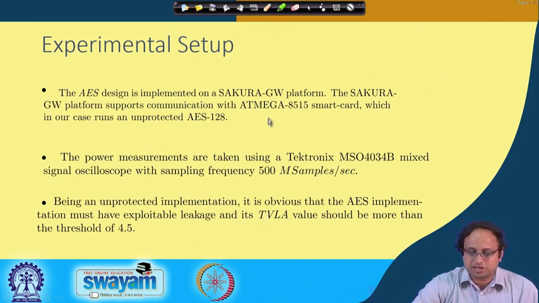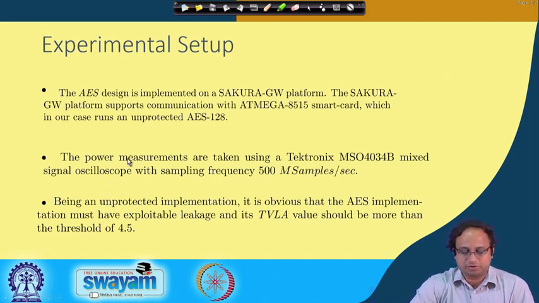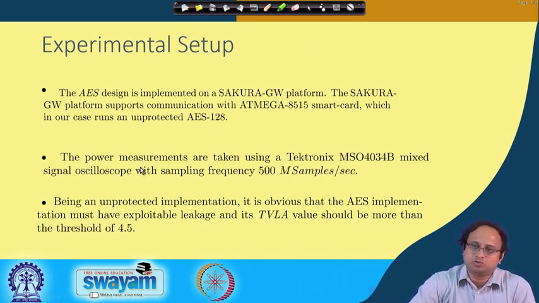So the experiment has been done on a Sakura GW platform where we have an Atmega 8515 smart card, okay, and we basically again use our power attack setup where we have an oscilloscope, which is a mixed signal oscilloscope, and then we target an AES implementation, which of course is an unprotected implementation, and therefore this should break or should be vulnerable if I do a TVLA analysis.